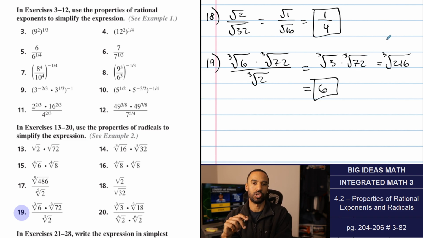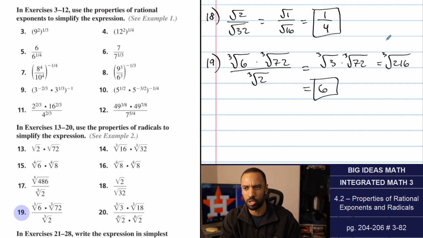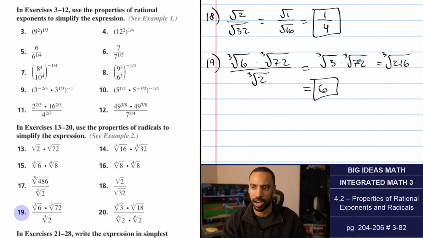Turn cube root of 72. You can take an 8 out of that. Cube root of 8 is 2. And then cube root of 9 times cube root... There are a lot of things you can do within there. But like I said, I'm trying to multiply that first.